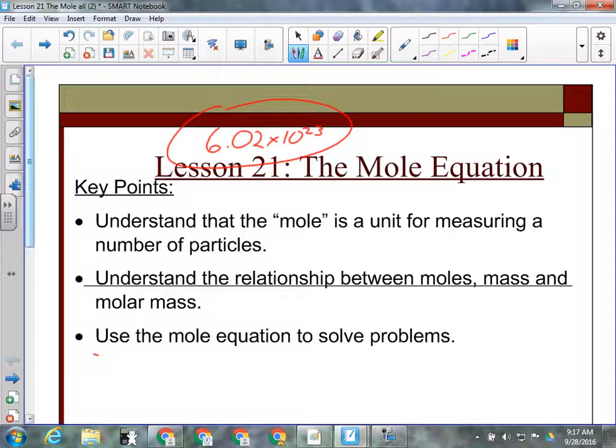All right, understand the relationship between moles, mass, and molar mass. There's a formula that goes along with this. So we are going to flex and work out those atrophied algebra muscles that you have done nothing with for the last like 2.5 months. I'm going to go over how you manipulate an equation using algebra, just as a quick reminder on how that works, and then use the mole equation to solve problems.